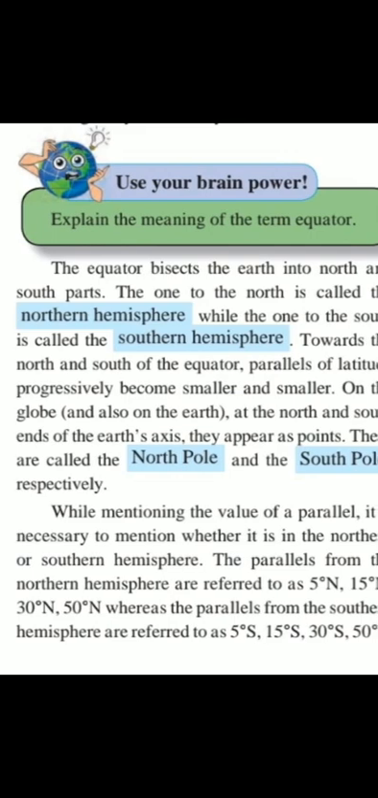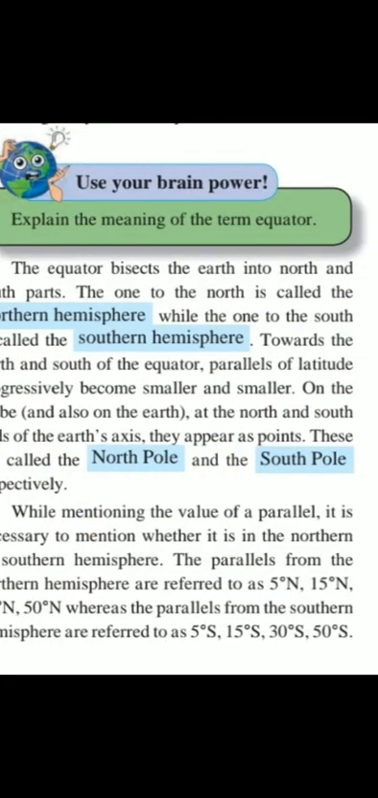So let us understand the meaning of equator. The equator bisects the earth into north and south parts. As I told you, the earth is divided by the equator. The part to the north is called the northern hemisphere, and the part to the south is called the southern hemisphere.